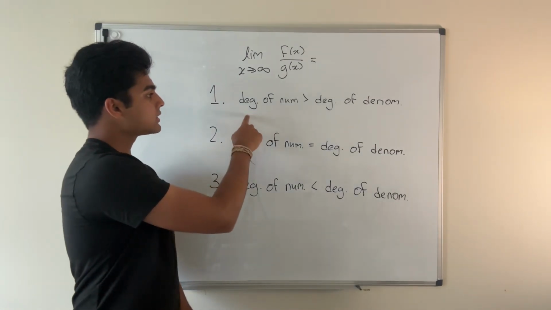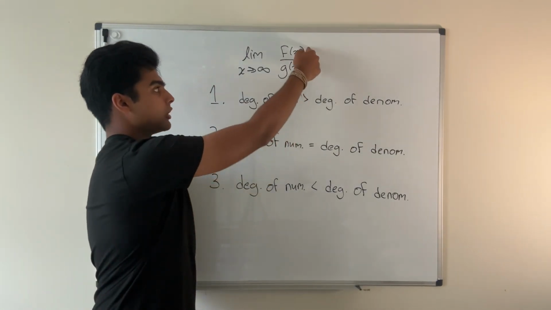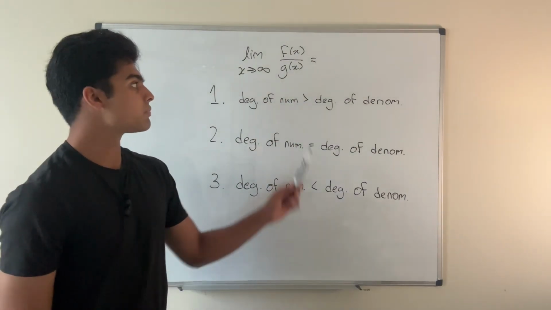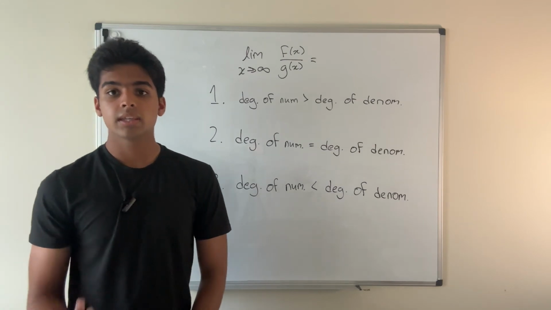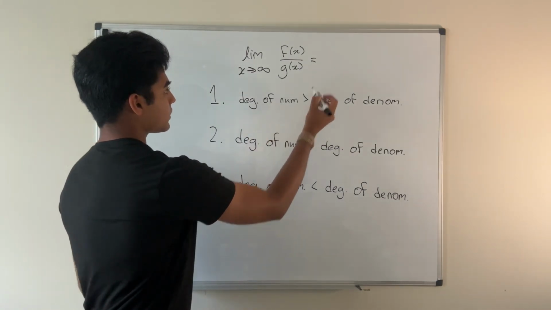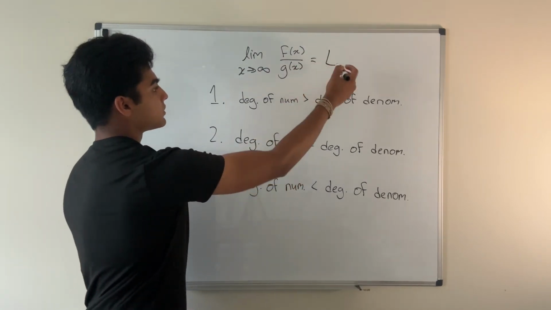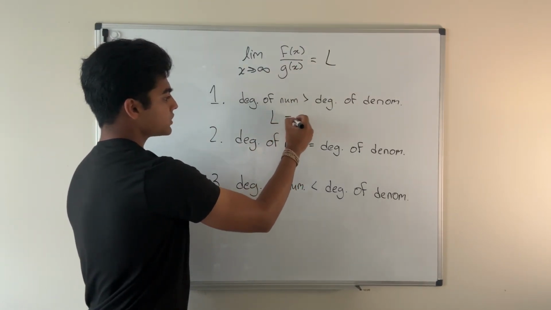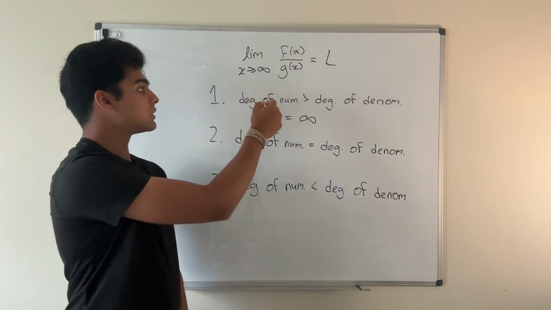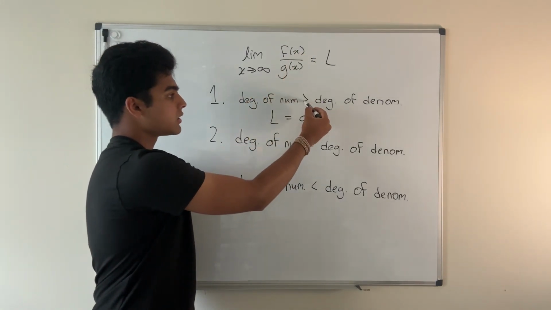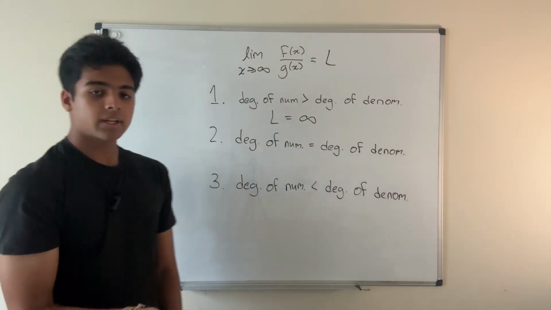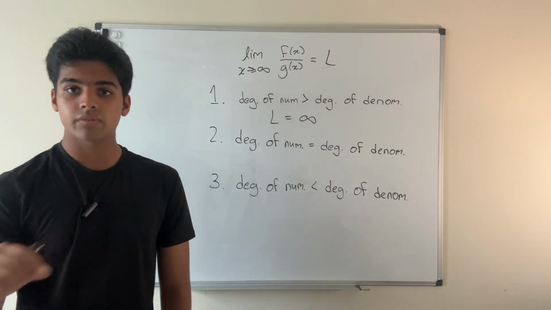The first case is when the degree of the numerator, or the degree of f of x, is greater than the degree of the denominator, or the degree of g of x. In that case, it's pretty straightforward. We'll call this limit L for now. In that case, this L would just equal infinity. That would be if the degree of f of x is greater than the degree of g of x. Number 2 is where it gets kind of complicated, so I'll cover that later.